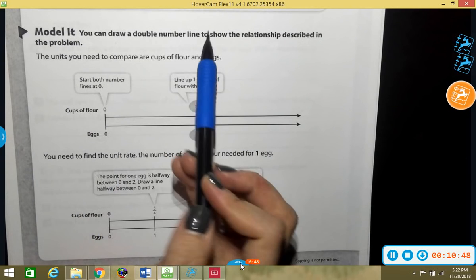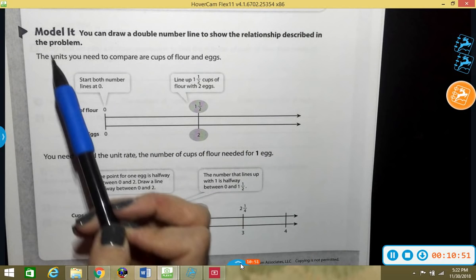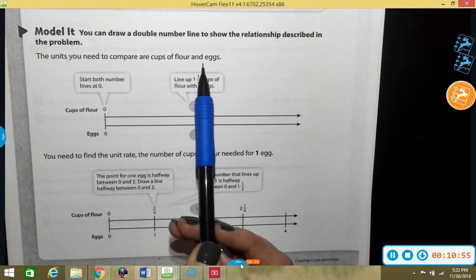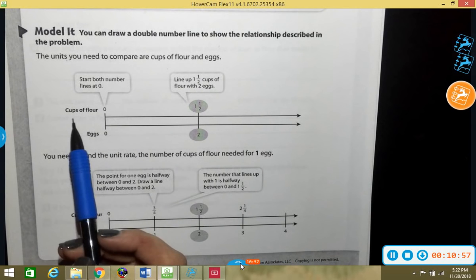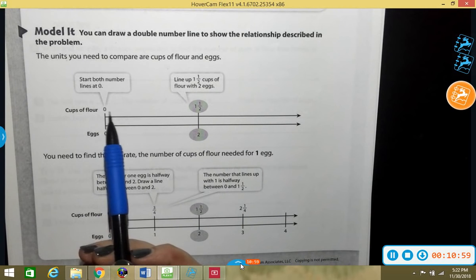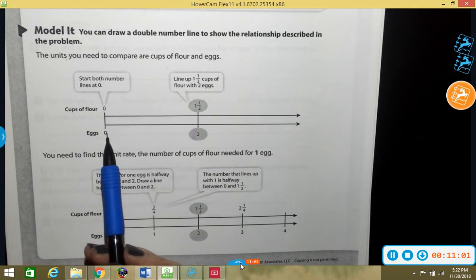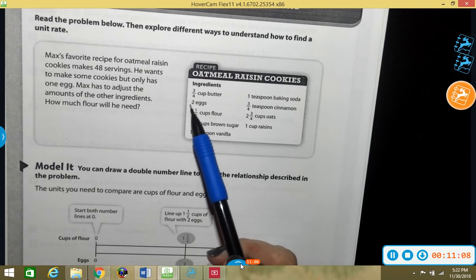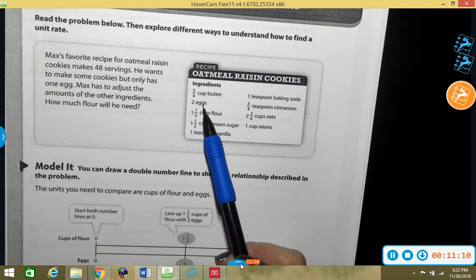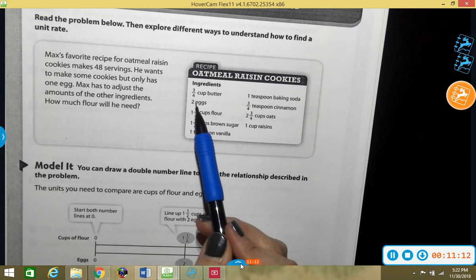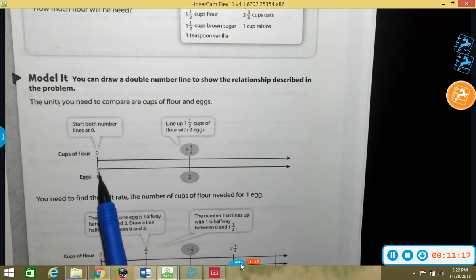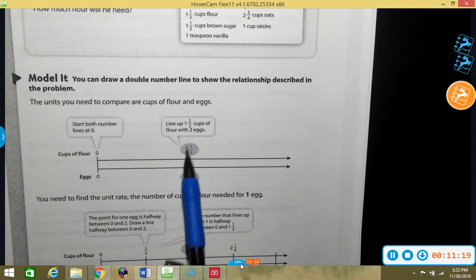So you can draw a double number line to show the relationship described in the problem. The units you need to compare are the cups of flour and eggs. So cups of flour are on top, so for 0 cups of flour you need 0 eggs. Well, in the recipe it says that you need 2 eggs and 1.5 cups of flour. So here it's showing, okay, well at 2 eggs, you need 1.5 cups of flour.